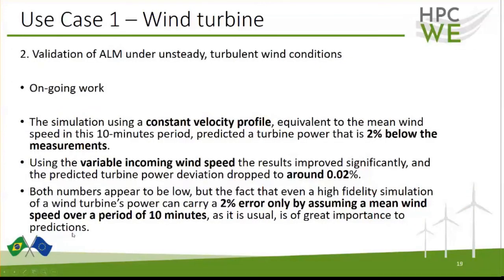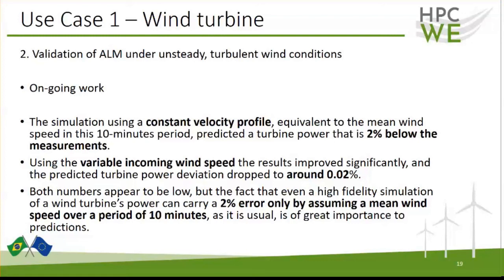And again, this is also ongoing work, but the results that we have so far indicate that the simulation using a constant velocity profile predicted a turbine power that's 2% below the measurements. And using the variable incoming wind speed, the results improved significantly, and the predicted turbine power deviation dropped to around 0.02%. It is almost correct.